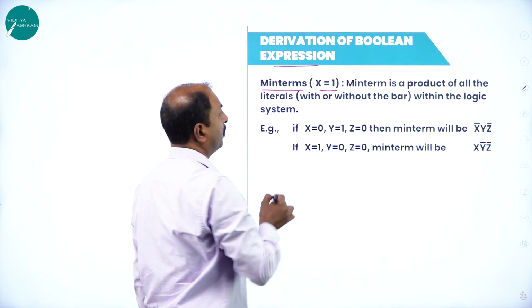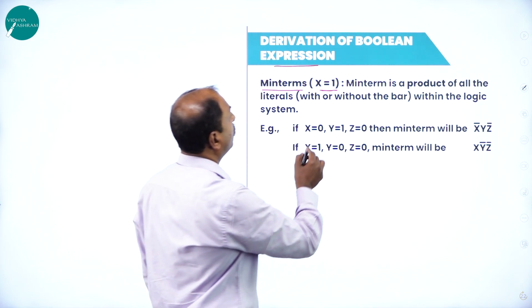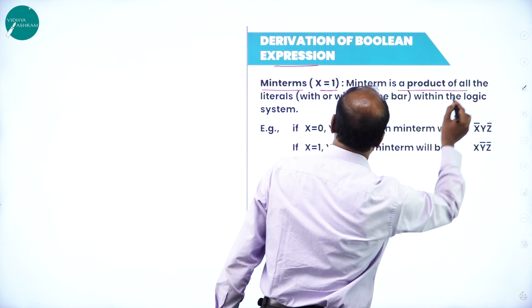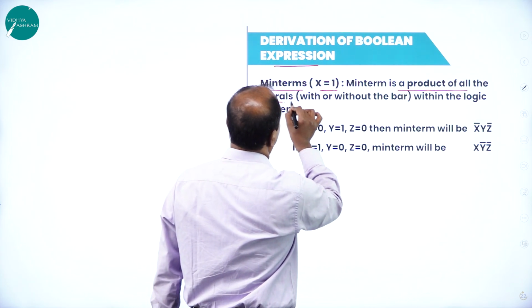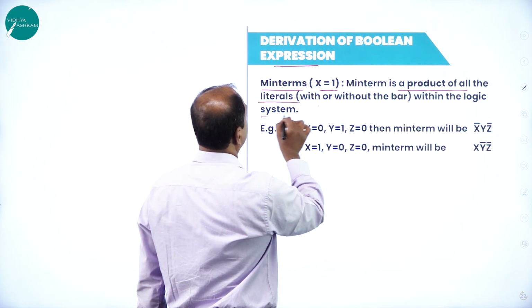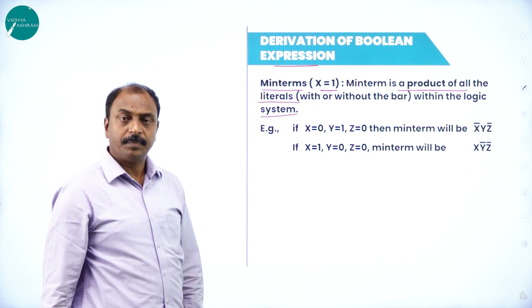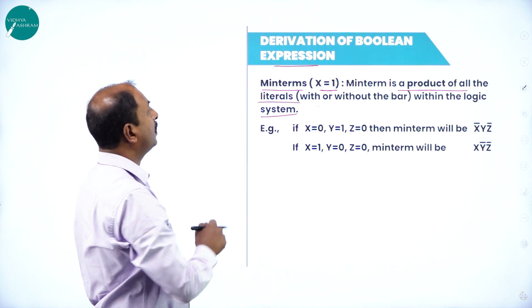This one you have to keep in your mind. So what is a Minterm? It is a product of all the literals. Minterm is the product of all the literals, with or without the bar, within the logical system. So this is a Minterm. One more definition: a Minterm is the product of all the literals.